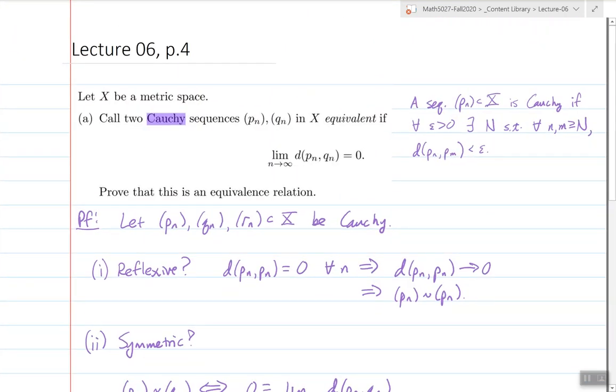So you can consider two very different Cauchy sequences, but if this is true, that the term-by-term distance between them goes to 0, those are in some sense equivalent Cauchy sequences, even though they might be different at every term.